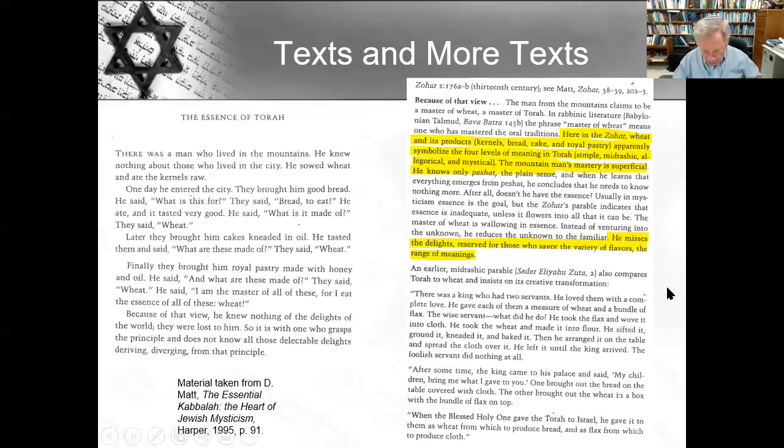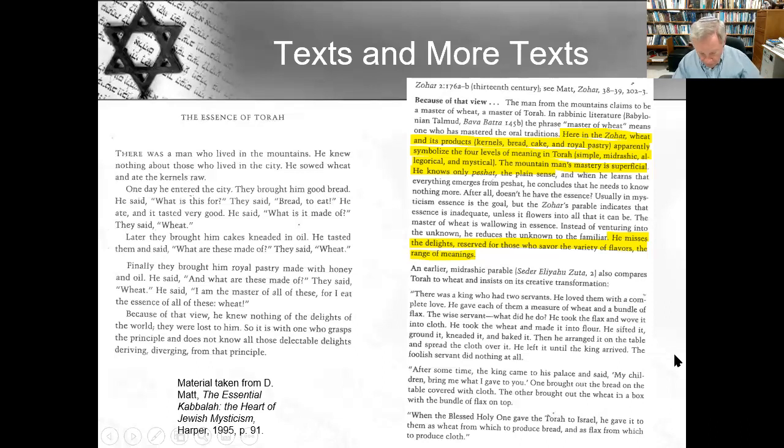There's another earlier midrashic parable that goes along some of these lines, which I also like. There was a king who had two servants. He loved them with a complete love. Whenever you have midrash about a king, they're talking about God. He gave each of them a measure of wheat and a bundle of flax.